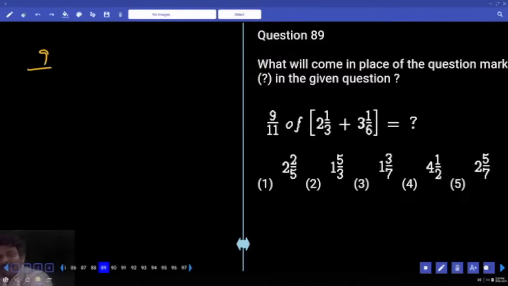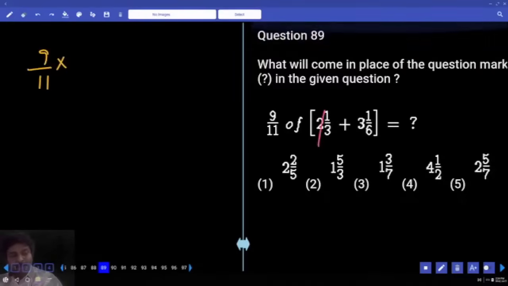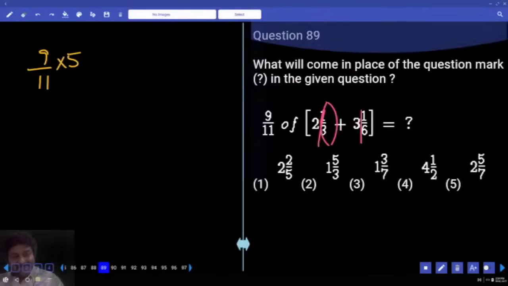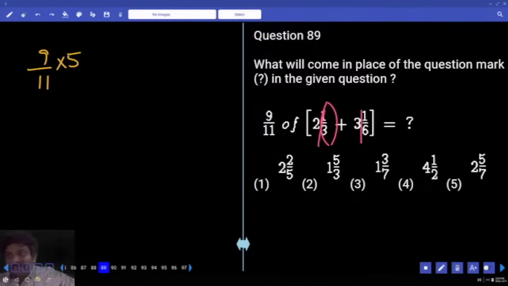(9 by 11) half meaning into. Come on. 2 plus 3. 1 by 3, can I write it as 2 by 6 plus 1 by 6? 3 by 6. 1 by 2. 5 and a half meaning 11 by 2. Let me rewrite it as 11 by 2, 9 by 2, 4 and a half, fourth option.